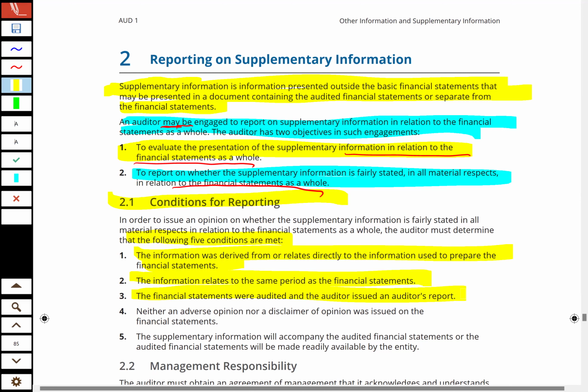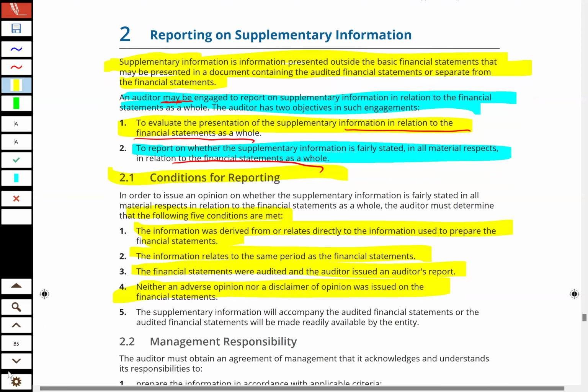Now think about that. How can we give an opinion as to whether something reconciles in relation to financial statements taken as a whole unless we audited the financial statements? So you audit the financial statements, and then you may be engaged to go further and start to give an opinion on that supplemental information. You can't have an adverse or disclaimer on the financial statements because the financial statements are the foundation for the supplemental information. If you disclaim, how can you say you have the appropriate foundation to give your opinion on the supplemental information? And the supplemental information accompanies the financial statements.